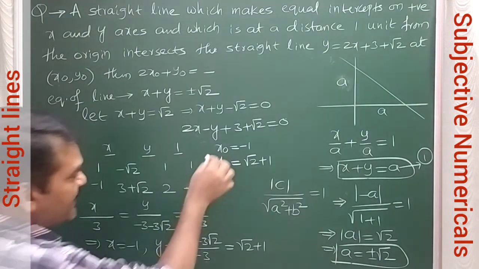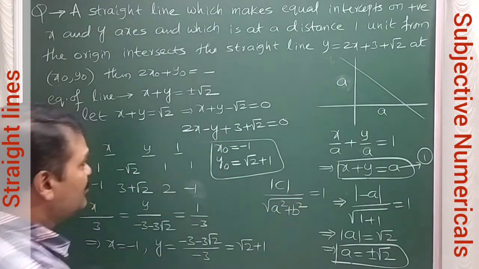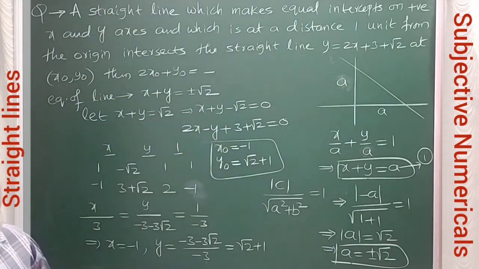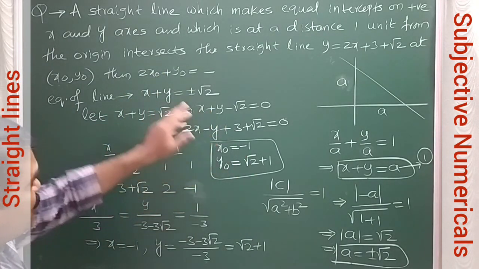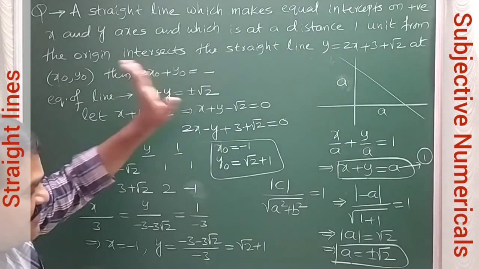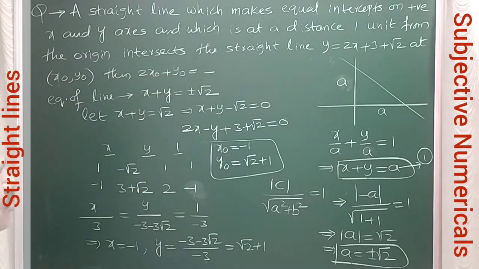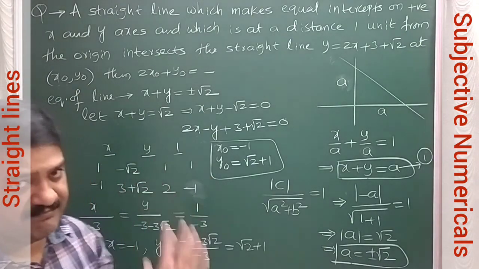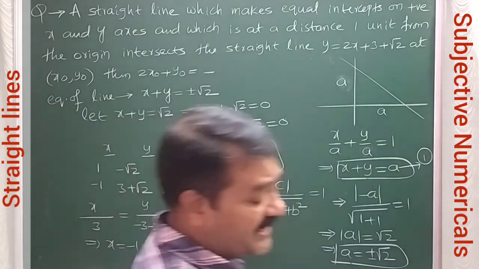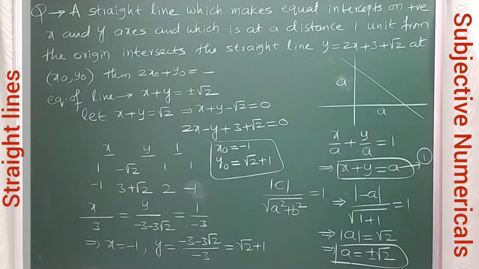So once you get x0 comma y0 values, you can substitute in this to get our required answer. So when we substitute these two, we will get minus 2 plus root 2 plus 1. That means you will get root 2 minus 1. So root 2 minus 1 is the answer of this required part. Okay, so let us conclude here now.